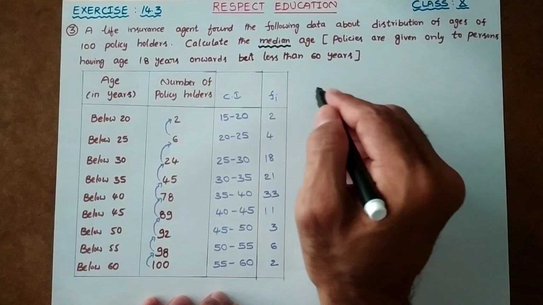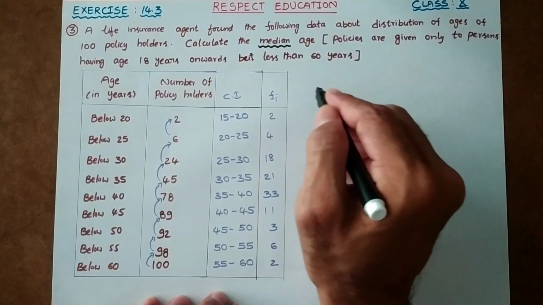Let us add them. 2 plus 4 is 6, 6 plus 8 is 14, 15, 18, 19, 22, 28, 30. So here 0 and 3 is the carry forward. 3 plus 1 is 4, 7, 9, 10. So it is 100. This 100 indicates the sum of frequencies, that is called n. So here n is 100.